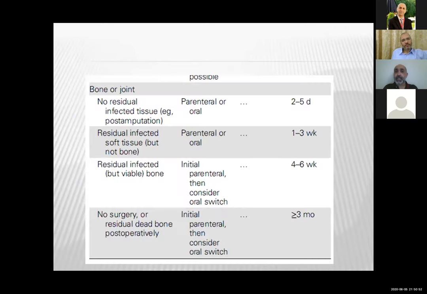The other thing is the duration of the treatment. As we said, it's anywhere from 1 to 2 weeks for mild to moderate infection, and longer for severe or complicated skin and soft tissue infection.